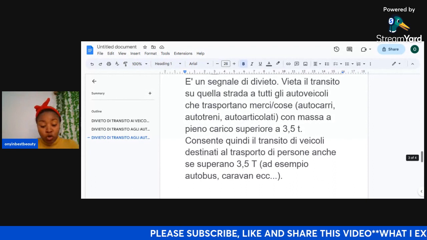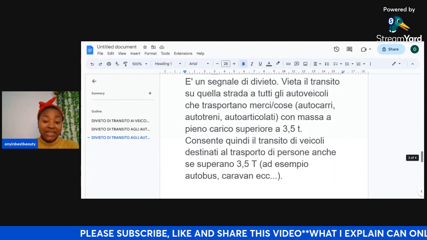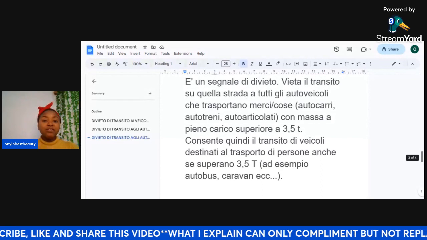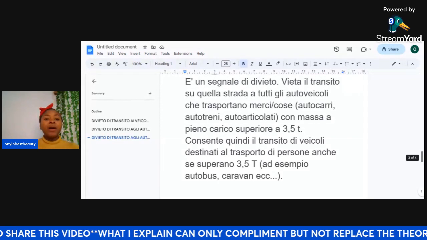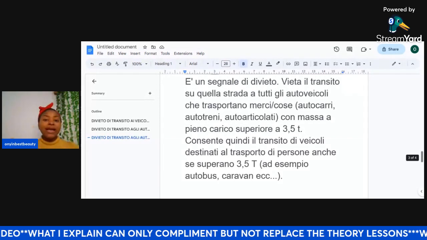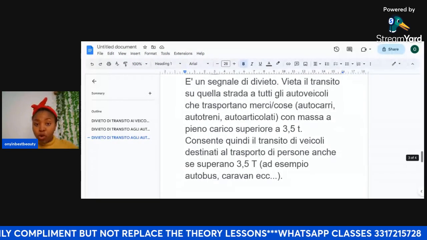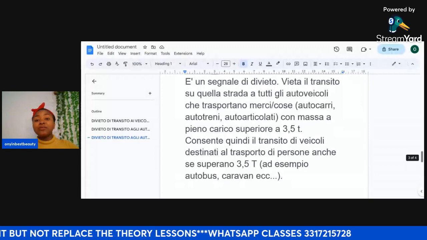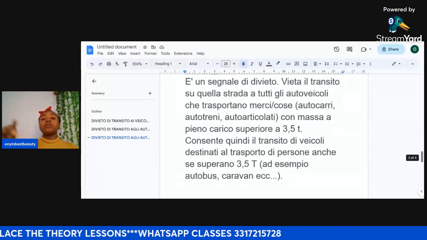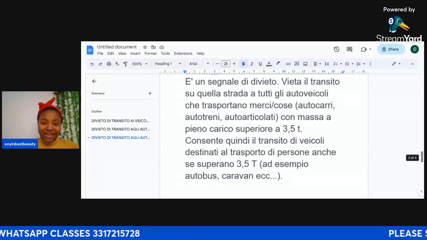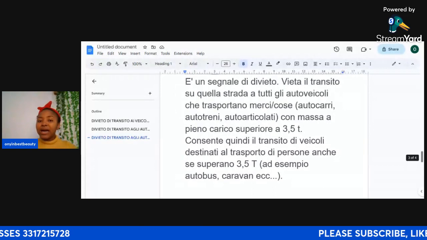It is referring to those that are used for transporting things like autocarro, autoarticolati, autotreno. It is referring to them. If their full mass load has passed 3.5 tons, they cannot enter. Okay, it is not referring to the ones transporting people. Even if the total tonnage with the people on board is 6.5, they can enter because it is not referring to them. It is referring to the ones used in transporting goods and things.